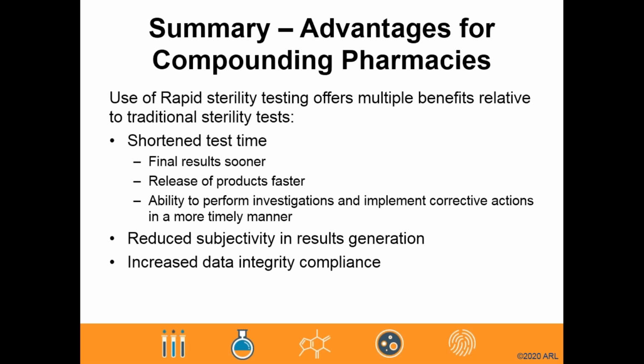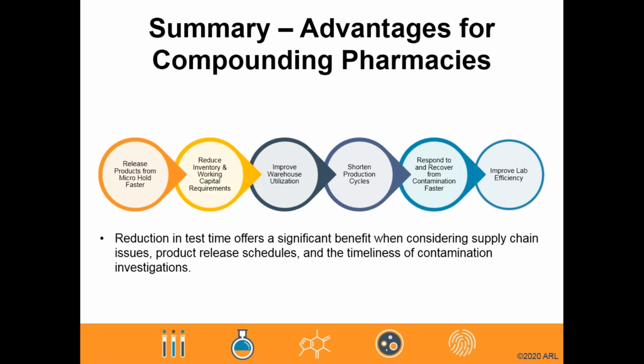Additionally, reduced subjectivity in results, as well as improvements to a firm's data integrity compliance, are both benefits associated with moving to a rapid sterility test method. And as a final summary, time is money. A faster test time allows you to release products faster, reduce inventory and improve warehouse utilization, shorten production cycles, respond to, and importantly, recover from contamination faster, and finally, to improve overall efficiency.